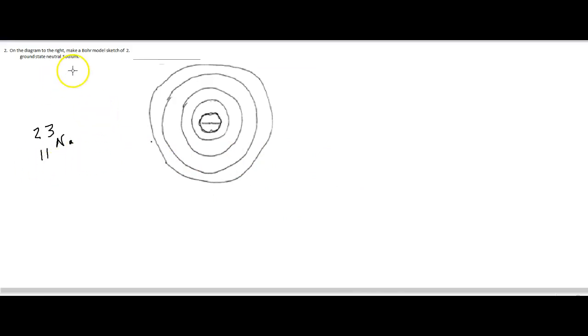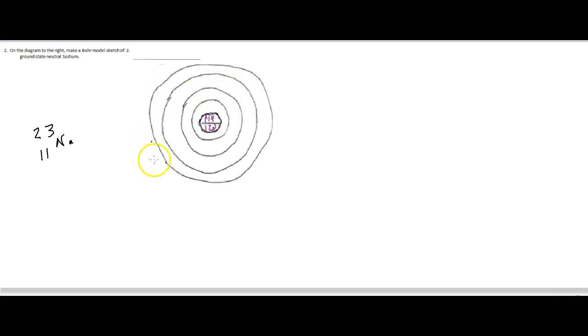Okay, so I now know I have 11 protons, correct? So now I'm going to go in here. I'm going to write 11 protons, right? And then I look over here. It says 23 total mass. That means I have 11 plus what is 23? 12 neutrons here. Again, that's last chapter. We haven't done anything new there.